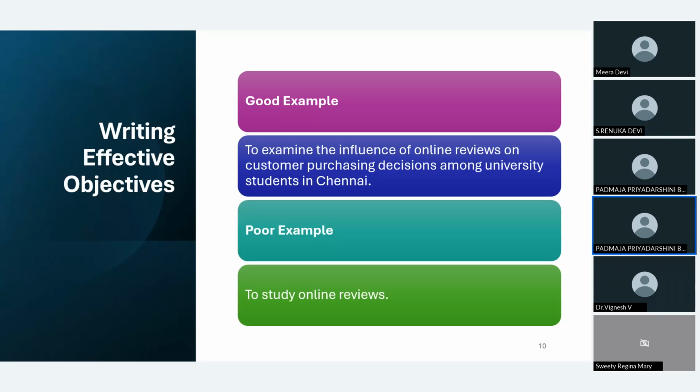So a simple poor example is to study online reviews. That gives a very vague picture. It doesn't add clarity about what we are going to do after studying the online reviews. What is the reason? What is the purpose of our objective to study the online reviews? So we have a lot of questions unanswered. It is so ambiguous. So when we give an effective objective, it will help us to sail through the entire research. We'll have more clarity in this starting stage itself.